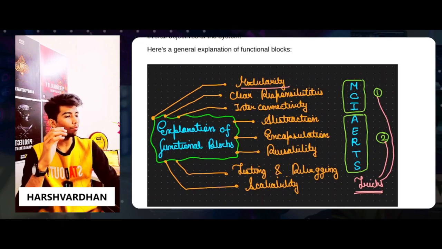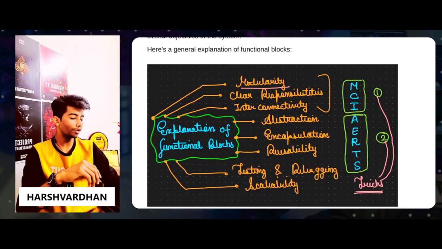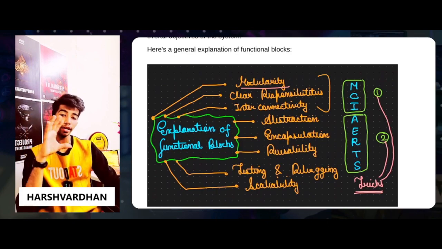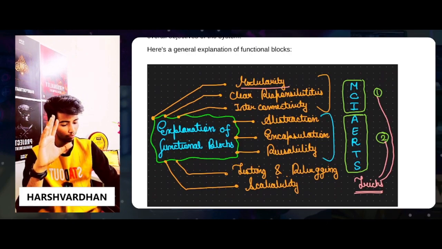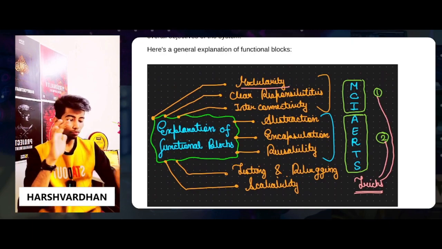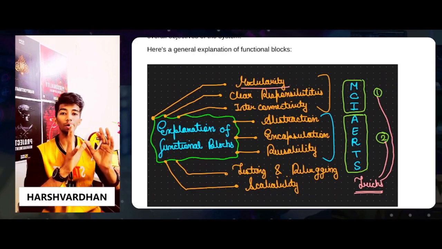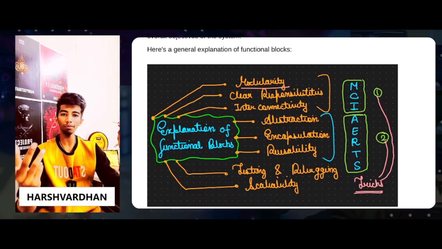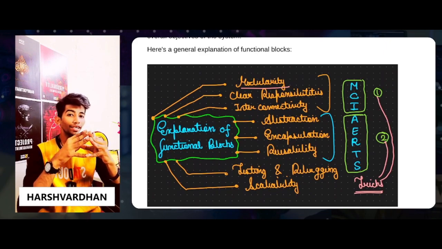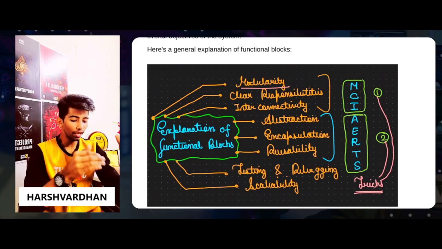You can learn this as 3-3 pairs. Take the first three: modularity, clear responsibility and interconnectivity. Modularity will be there, responsibility will be very clear, and all of these are interconnected with each other. Abstraction, encapsulation and reusability: in abstraction we hide unnecessary information from the user; in encapsulation we combine the data with the functionality; in reusability we make it reusable. Testing and debugging is where we test a particular thing, and scalability is to scale it. This happens in functional blocks.